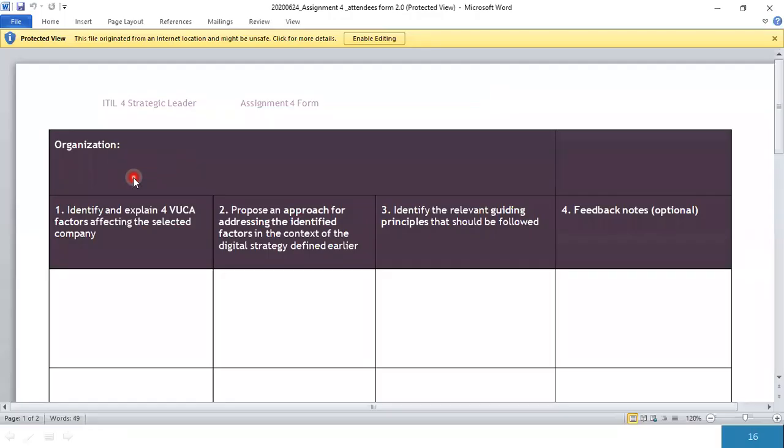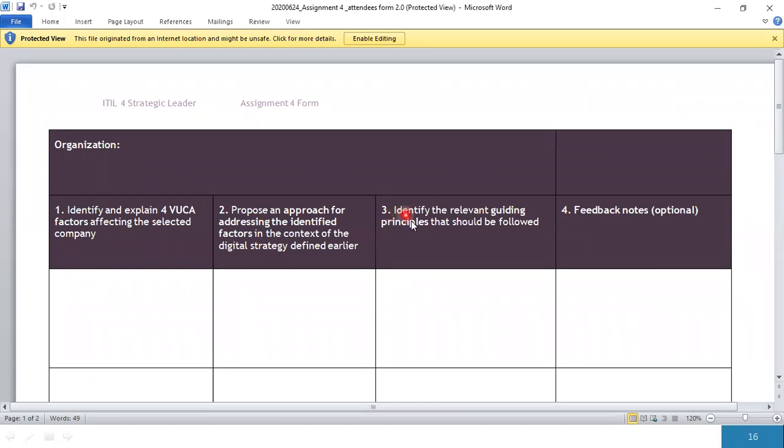Let us take a look into the assignment response form for assignment number 4. Fill in the organization name, same as the one you have used for assignments 1, 2, and 3. Number 1 question, identify and explain the 4 VUCA factors affecting the selected company. Number 2, propose an approach for addressing the identified factors in the context of digital strategy defined earlier. As you see, the entries have to be aligned here among the various columns for a specific role.